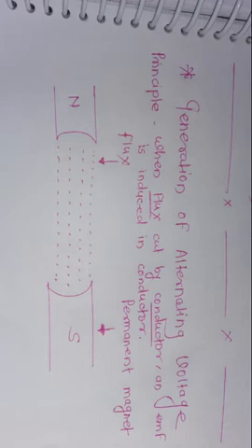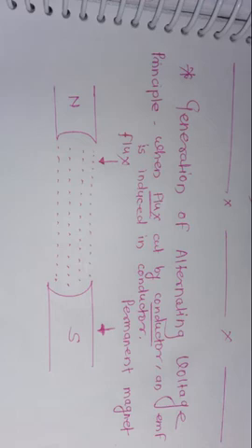The machine which produces an alternating voltage is called an alternator. This alternator works on the principle that when flux is cut by a conductor, an EMF is induced in the conductor. I repeat, when flux is cut by the conductor, an EMF is induced in the conductor. That is, when a conductor cuts flux, EMF, that is voltage, is produced in that conductor. It is the working principle of an alternator.